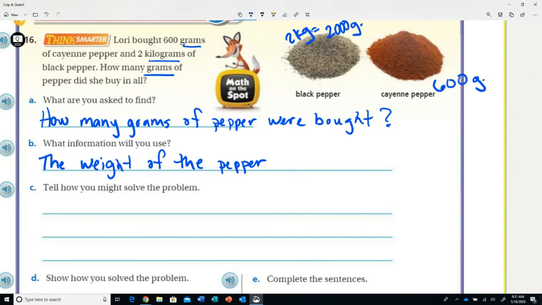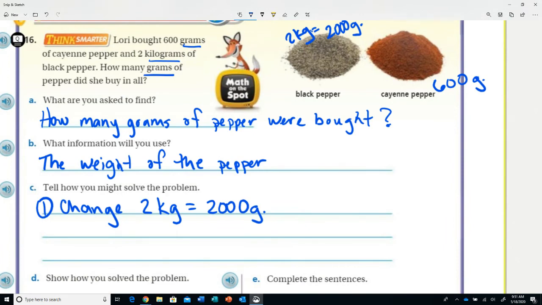So now I think I'm ready to solve this problem. In step 1, we're going to need to have a single unit, so we're going to change 2 kilograms to 2,000 grams. That is all you really need to say here, because mathematically speaking, this is absolutely correct. 2 kilograms equals 2,000 grams. That's a universal, so you're fine with that.